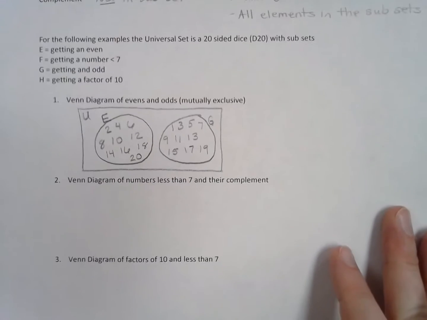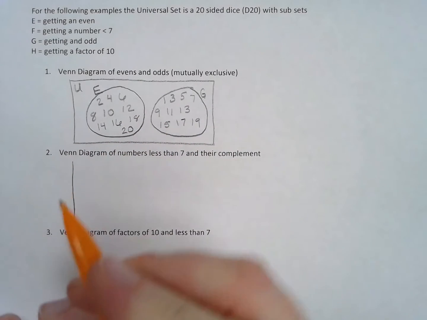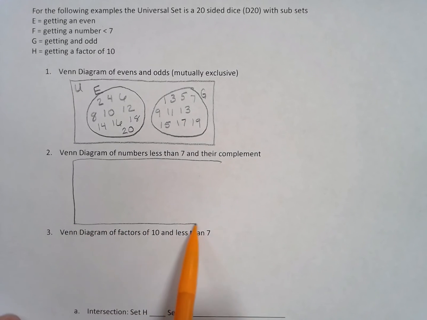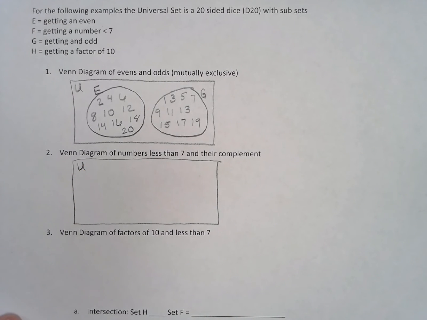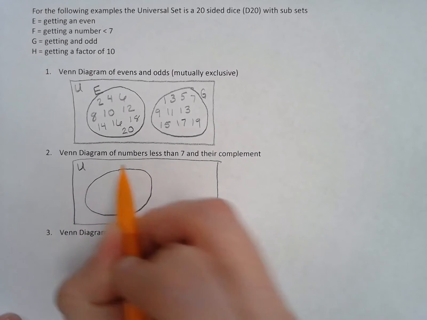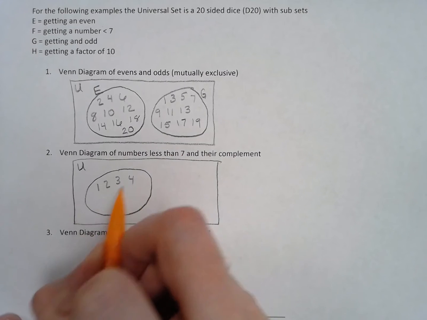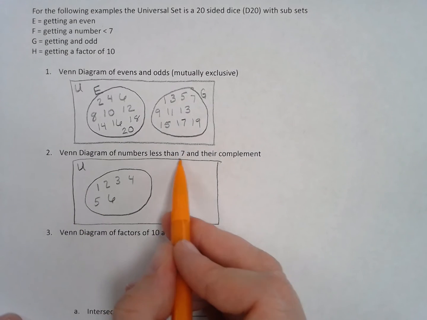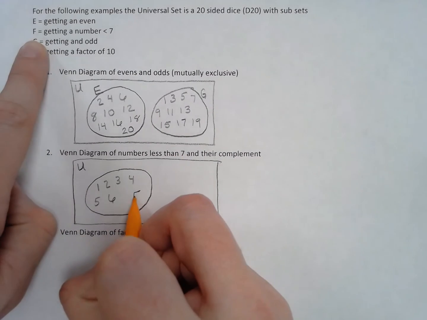Let's go ahead and look at our next Venn diagram, number 2. This time we're going to have a Venn diagram of the numbers less than 7 and their complement. So again, this whole box is our universal set. So numbers less than 7. So 1, 2, 3, 4, 5, and 6 are all the numbers less than 7. We will not include 7. So this is the subset F.